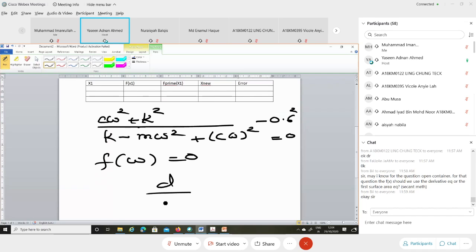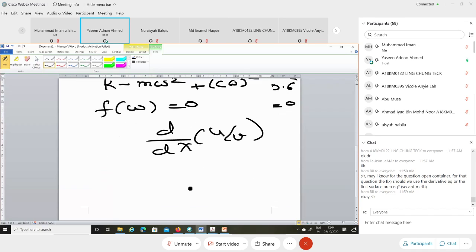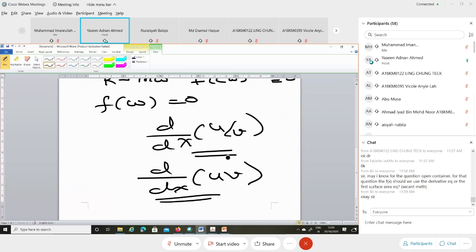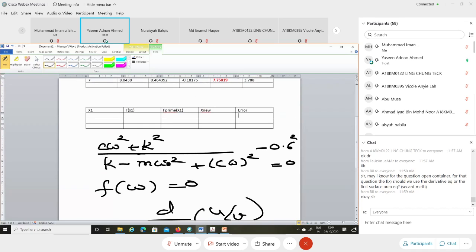You need to know the derivative of u by v, or you can also use the derivative of uv, whatever you like. You need to use this expression. It's your task, because in this case the upper part and lower part are both functions of omega. There is omega here, there is omega here.